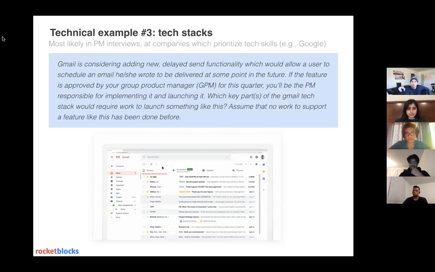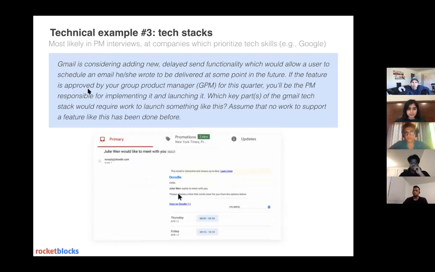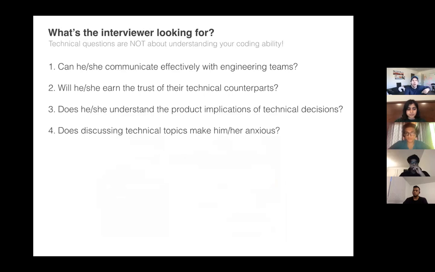Okay, let's move on. Oh, there's a GIF. I forgot about that. Okay, so what are interviewers looking for when they ask these questions? I sort of jumped the gun here and started talking about some of this already, but there's four key things that I'd like to highlight.